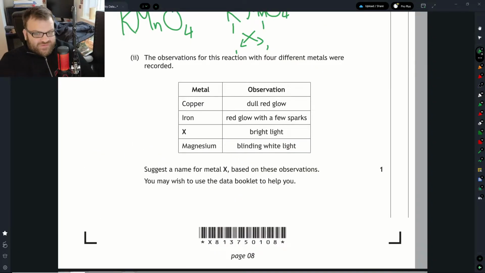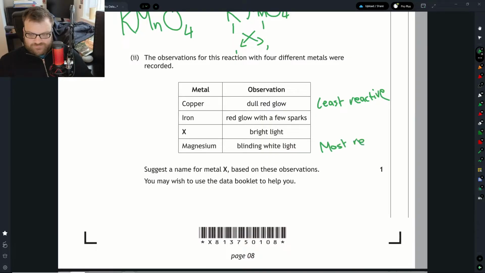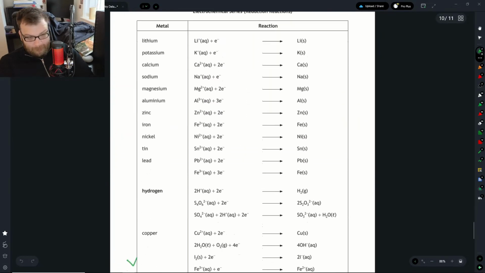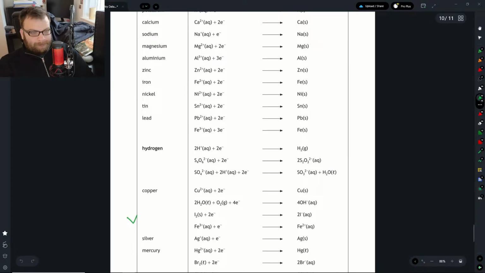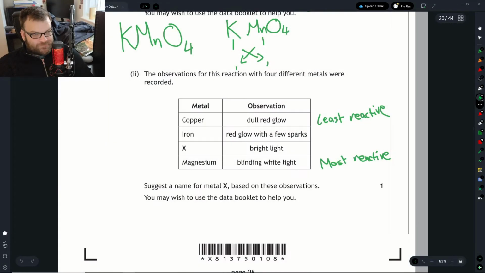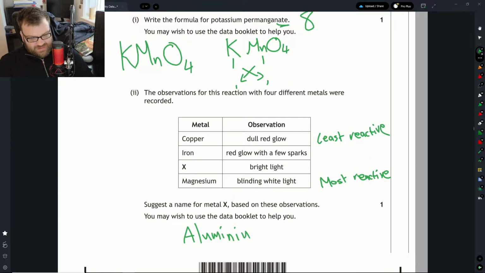In this question, we're told observations of reactions of different metals, and we have to suggest a name based on these reactions. If there's just a dull glow, that will be least reactive of the 4, down to most reactive. This means it will be less reactive than magnesium, but more reactive than iron. Magnesium, iron. So zinc or aluminium would work out for those. I'll go for aluminium as my answer.